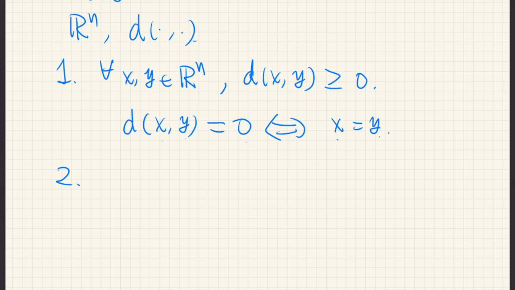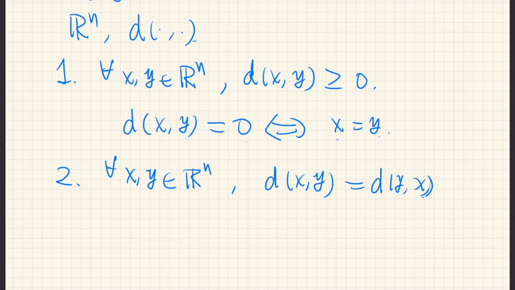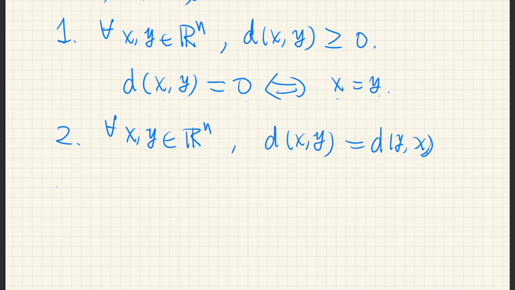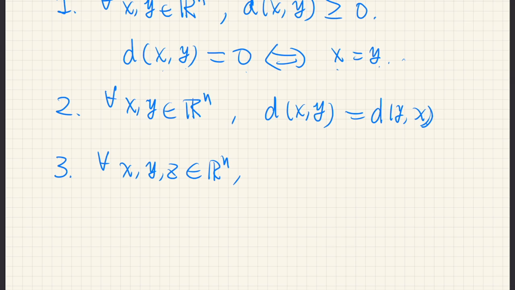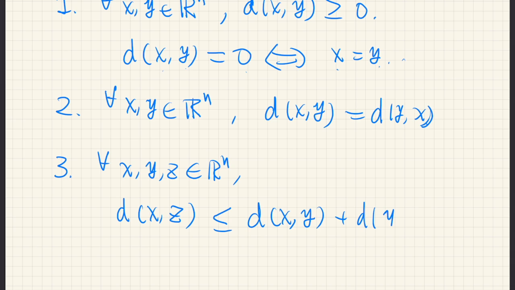The second property is symmetry. For any x and y, we have d of x, y equal to d of y, x. This is trivial, I think. The first one is also trivial. And the third one is not so trivial. For any 3 points x, y, z, the distance between x and z is less than or equal to the sum of the distances: the distance between x and y and the distance between y and z.